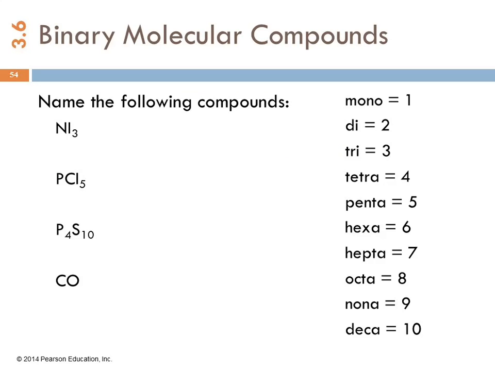Okay, so let's do a little practice here and name these compounds. If we look at them quickly first, nitrogen, iodine, 2 nonmetals. Phosphorus, chlorine, 2 nonmetals. Phosphorus, sulfur, 2 nonmetals. Carbon and oxygen, 2 nonmetals. These are all binary molecular compounds, so we can use the prefixes. Students get carried away and want to use the prefixes for everything, but only when there are 2 nonmetals. So what's the name of this first one?